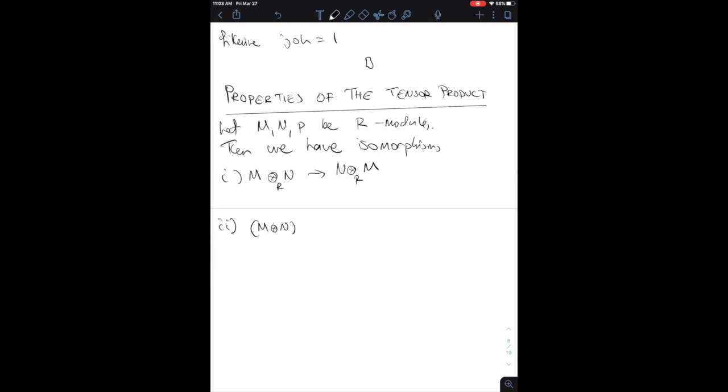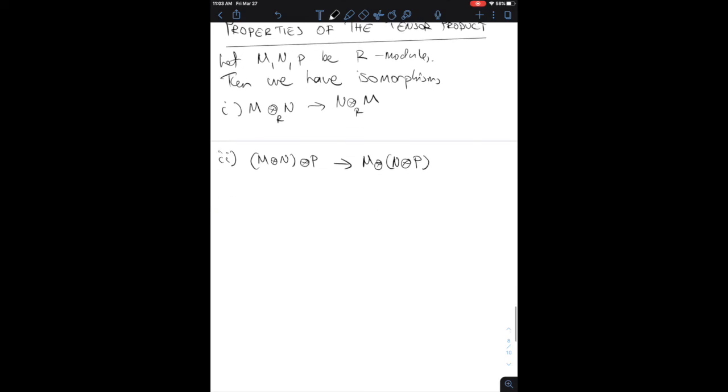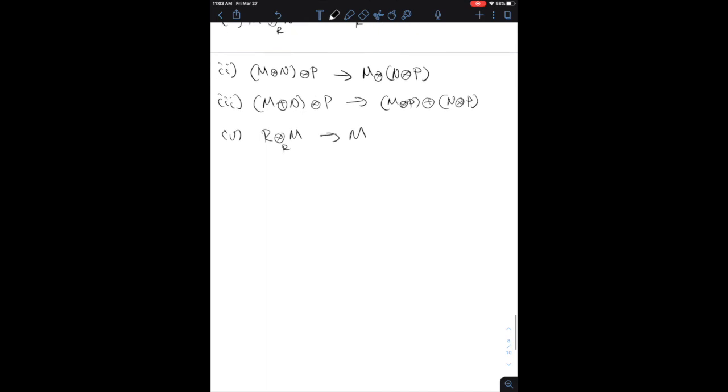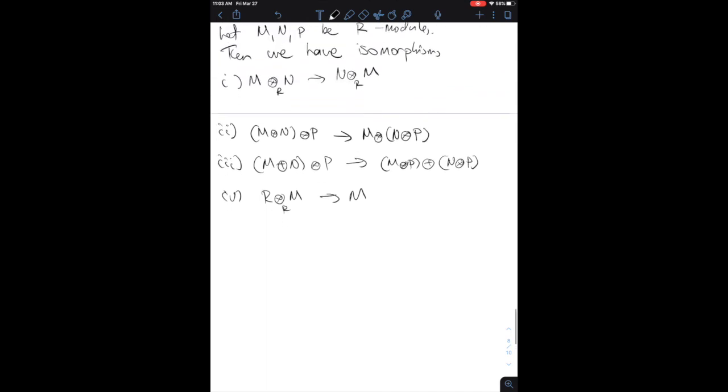2, (M tensor N) tensor P is isomorphic to M tensor (N tensor P). 3, (M plus N) tensor P is isomorphic to (M tensor P) plus (N tensor P). And lastly, R tensor M is just isomorphic to M itself.